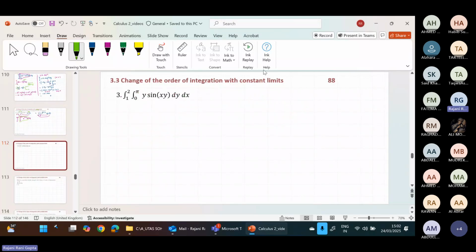So let's see another example. Again with constant limits. See why we are using the method of changing of order of integration, because it makes your integral easy. Okay. Now I want from you to tell me what will be the order of integration here. Like if I have y sine of x, what shall I write here?